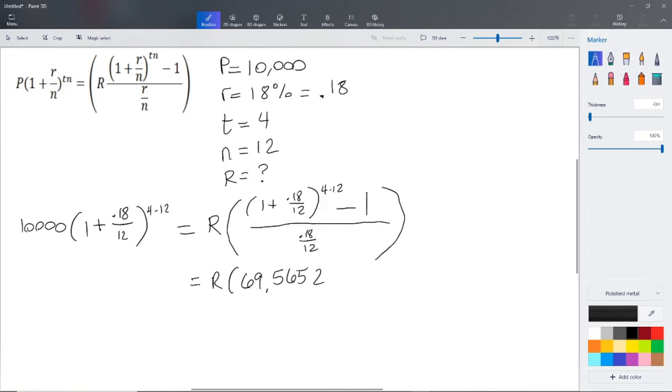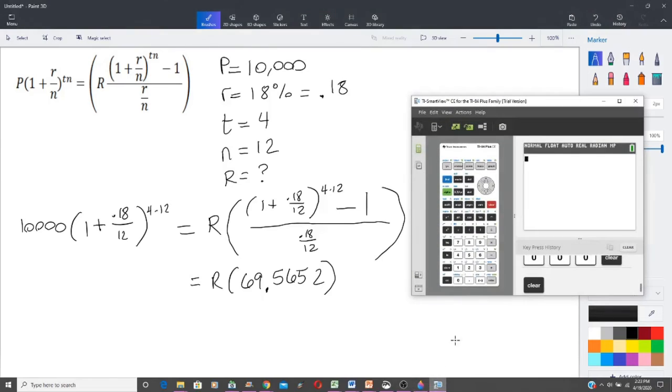69.5652. Normally I do 3 decimal points, but since I'm going to write this one down and I'm probably going to have to use this value to get where I need to go, I'm going to go ahead and make it 4 decimal points. Now let's bring our calculator back and calculate the left-hand side of this screen.